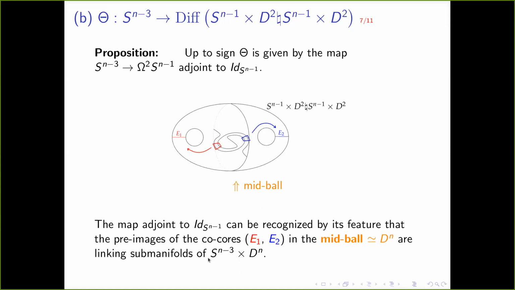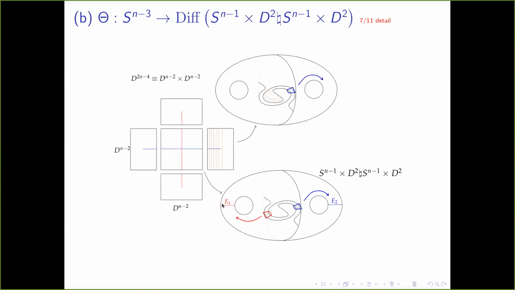So those are disjoint submanifolds of the parametrizing sphere cross D^n, right? That mid-ball, and this map is characterized by those two manifolds being linking. So that's one nice characterization of it. It gives you a lot of freedom in terms of thinking about what's important about this family theta, and so you can even go further, and you can describe that family rather explicitly.